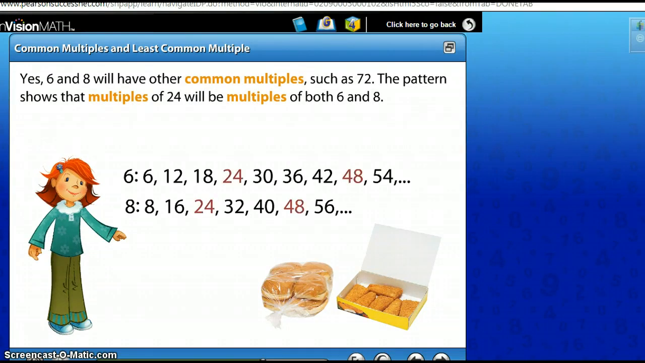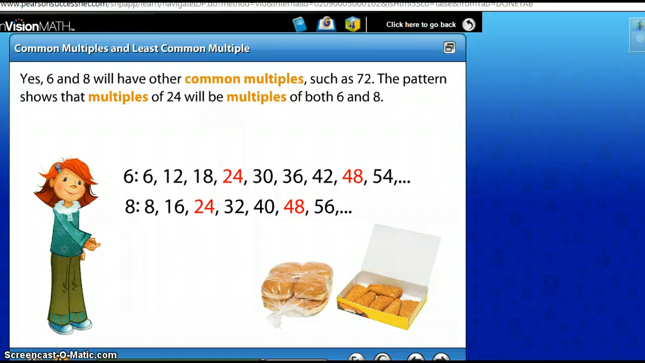Yes, 6 and 8 will have other common multiples, such as 72. The pattern shows that multiples of 24 will be multiples of both 6 and 8. Ah, okay. So do you see where they got the 72? Just because it's not listed, Grace, doesn't mean they won't be farther down. If we were to keep multiplying out, we would eventually see another one in common. Because if you look, 24 and 24, then two 24s would be 48. If you were just to add another 24 to each of these, you'd have another common multiple, and so on.